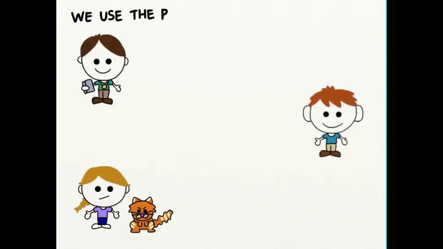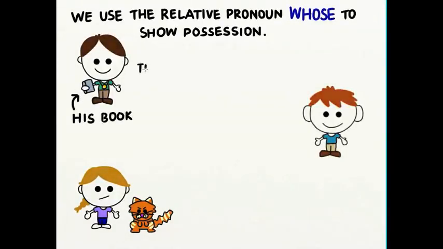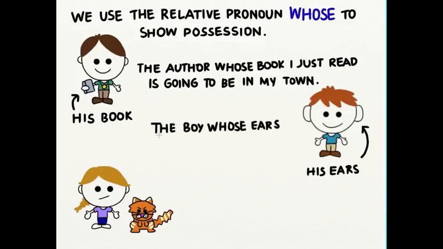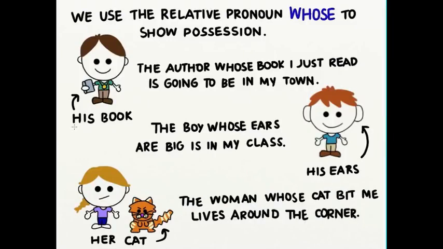Let's talk more about whose. We use the relative pronoun whose to show possession. For example, his book. The author, whose book I just read, is going to be in my town. His ears. The boy, whose ears are big, is in my class. Her cat. The woman, whose cat bit me, lives around the corner. We can use the relative pronoun whose to replace the possessive pronouns his and her.